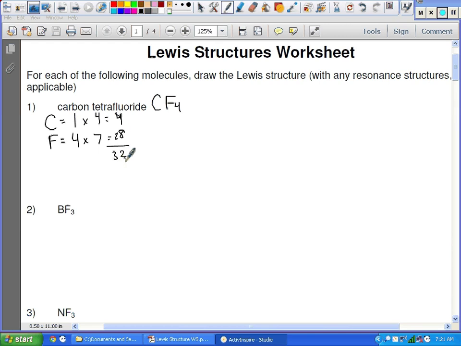Now I want to decide what my central atom is. Carbon is present, and I know carbon is always going to be the central atom. Then I want to connect all 4. This is where you're really going to have to pay attention. I'm going to go ahead and draw the structure as it is supposed to be drawn.